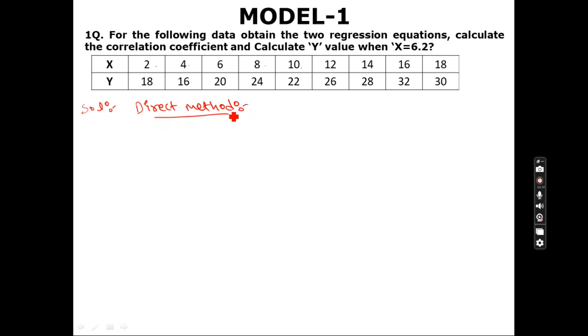Next video, part 2, will be indirect, also called the assumed mean method. The same model 1 problem I am solving with both the two methods. Whichever method you are feeling is easy, you learn that method and practice it. I think most students will feel the direct method is easier than the other. It is your choice, you can choose any method. Ultimately you will get the same answer. I am solving the same problem with the direct method and also with the assumed method. In both places I should get the same regression equations and same answers. Only the methodology will differ, but the answer is the same.